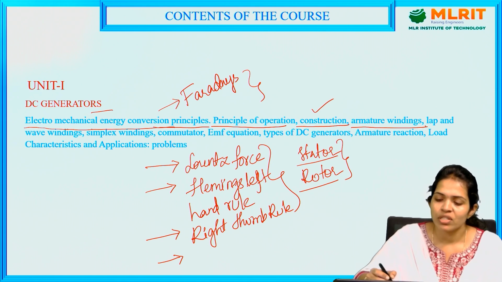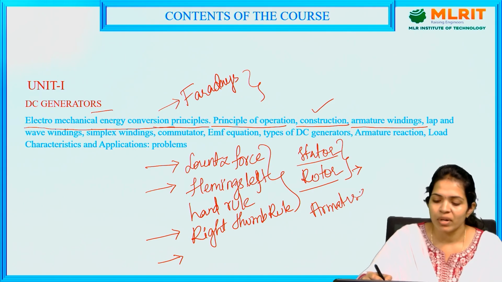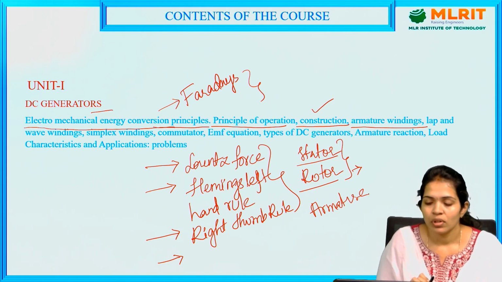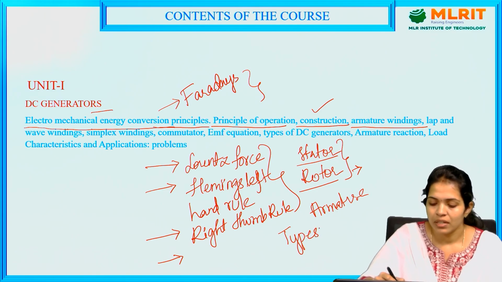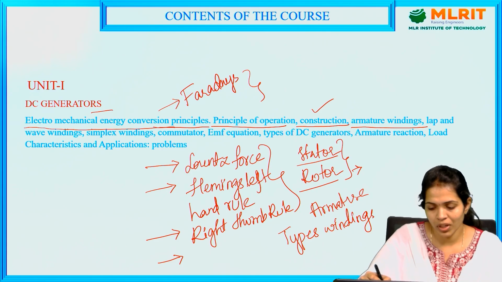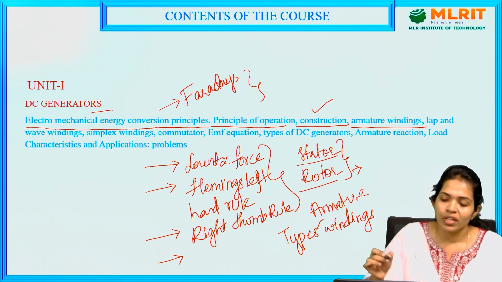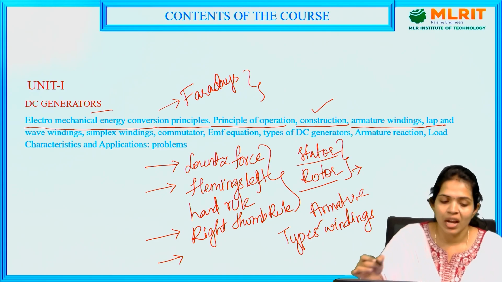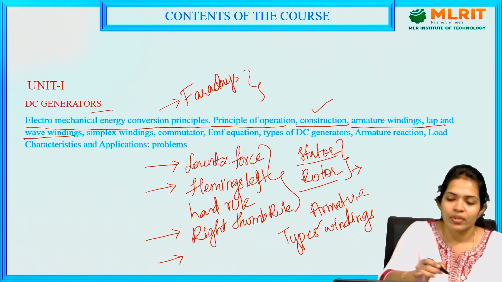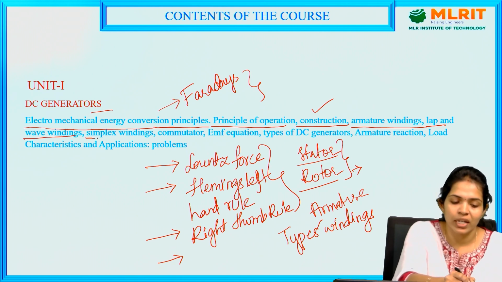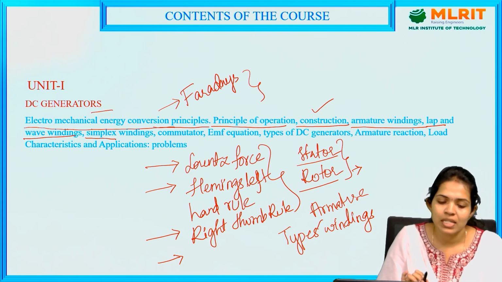Armature windings. Armature winding is a part of the rotor; we have the armature in the rotor, and armature windings are placed in the armature. We will study the armature and the various types of armature winding in this topic. We know that there are basically two types: lap winding and wave winding. Again, there is a sub-classification for lap and wave windings in the form of simplex, duplex and triplex windings.